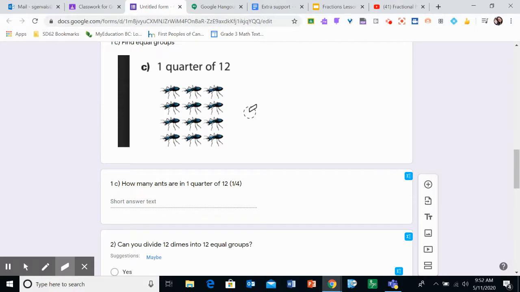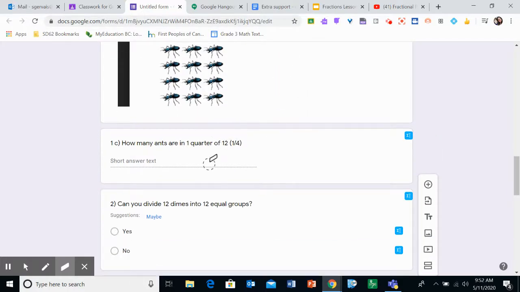C, 1/4 of 12. So when you think of 1/4, remember, think of how many quarters are in a dollar. There's 4. So if we were to split it into 4 equal groups, so we think of the denominator, how many is in one of those groups? That's what you're telling me. All right. You write the answer here.